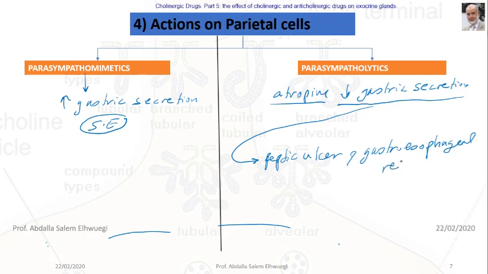Gastroesophageal reflux, which is known as heartburn. In this case, we use the selective M1 blockers, like pirenzepine, and anticholinergics.